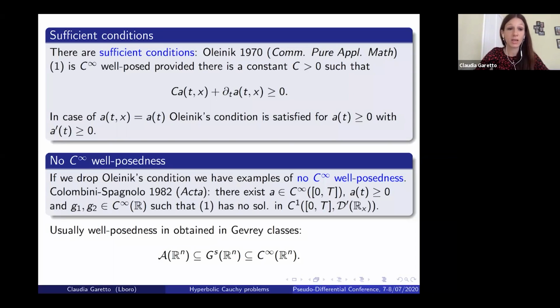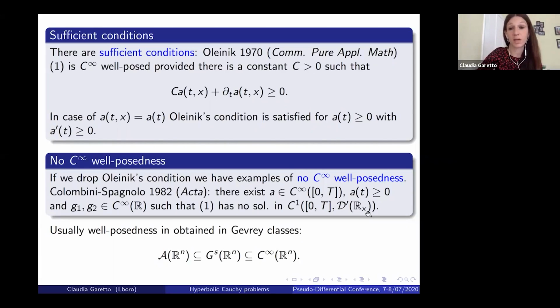And also, we have a result of no C-infinity well posedness. If we drop Oleinik's condition, then it might happen that we do not manage to get C-infinity well posedness, and we do not even have a distributional solution. This has been shown in an old paper by Colombini and Spagnolo in '82. They prove that there exists A, which is C-infinity, depending on time, and initial data g1 and g2, which are also smooth, such that the Cauchy problem before does not have any distributional solution in this sense.